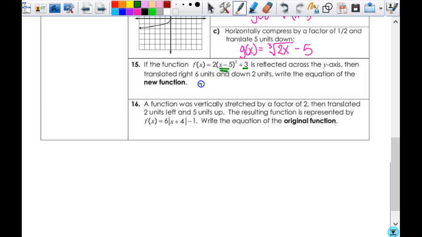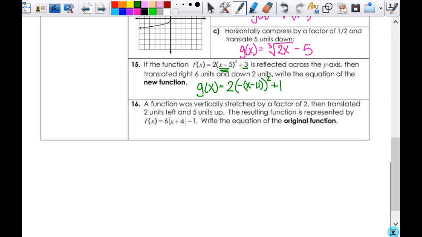No. So I can go ahead and write g of x is equal to 2. Then, since it's reflected, I need a negative inside of here, parentheses, and then I'm already at x minus 5. If I'm going to go right 6 units, this will become x what? Minus 11, good, squared. And then I'm at plus 3. I'm going to go down 2 units. That makes this plus 1. Everybody okay on that?